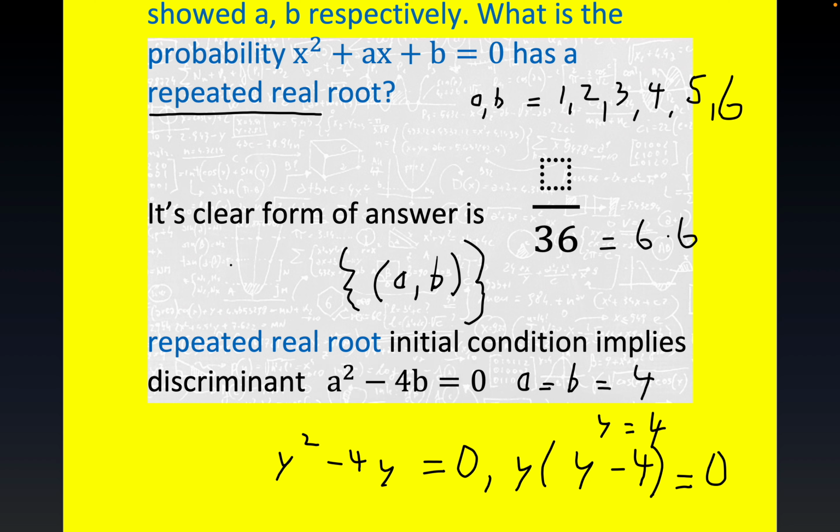In other words, 4 is the only member of this set that meets the conditions of the problem. So just one element in our 36 element sample space, and so we get 1 over 36 is the answer, folks. Kind of a fun problem.